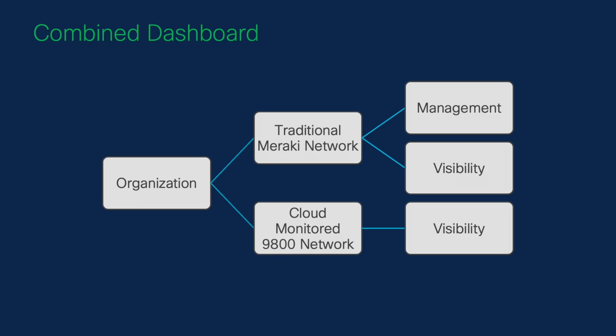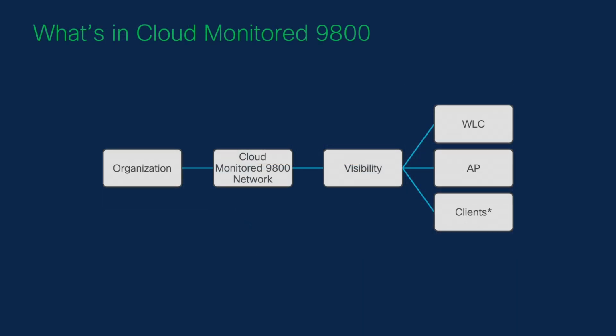The traditional Meraki network, of course, provides both management and visibility. The cloud monitored 9800 network will provide just visibility. Drilling down just a bit, we can see that within that visibility of our cloud monitored network, we'll be able to see components like the wireless LAN controller, like the APs, and like the clients. We're actually going to see these reported all the way up to the organization level.